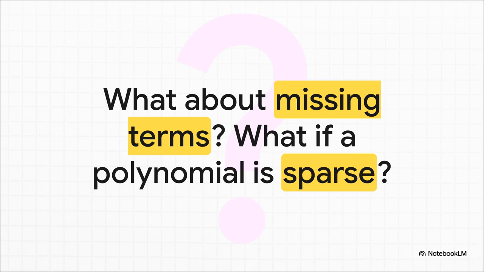And this brings up a really important question. What do we do about these missing terms? What happens when a polynomial is sparse, meaning it has a lot of gaps? Well, that 0 we just saw, that's the whole answer.